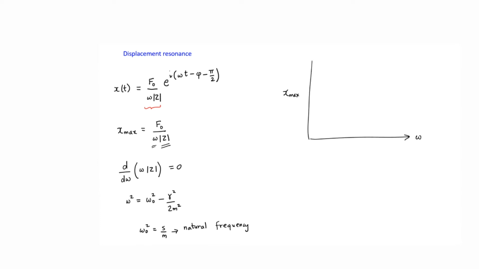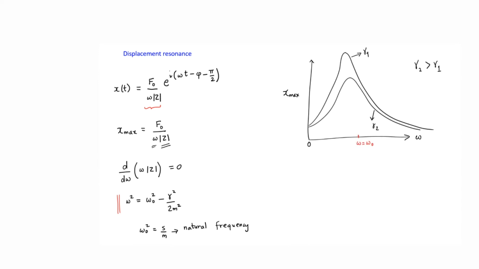Here you notice that the resonance, or the maximum value of x max, happens not at omega 0 square, but at a value of frequency that is slightly below omega 0 square. It is omega 0 square minus gamma square by 2 m square. So, what we are going to get is a series of curves that would look like this. Let me sketch them for you now. I have sketched the displacement resonance curve.